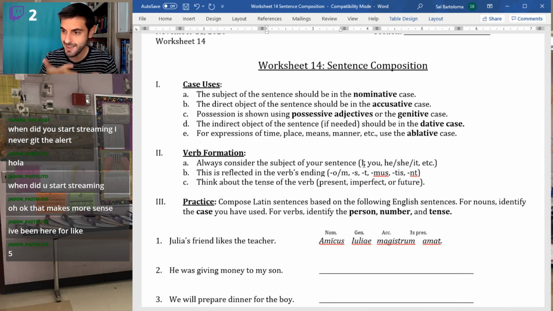When it comes to nouns, you have to be thinking about the case. So if the noun is the subject of the sentence, we need to put it in the nominative case. If it's singular, make it singular. If it's plural, make it plural.